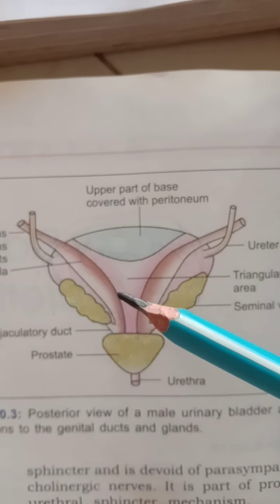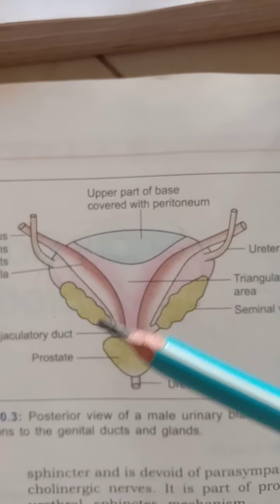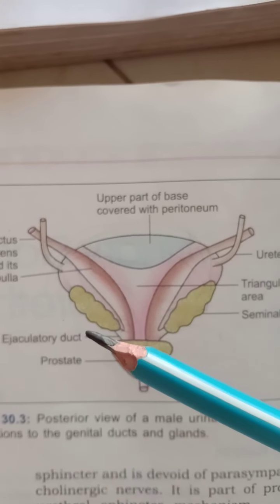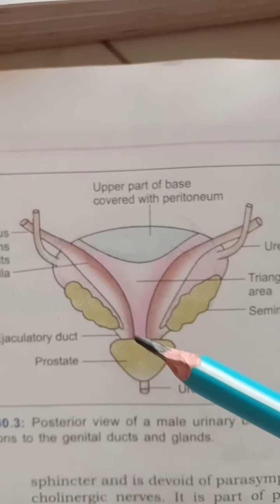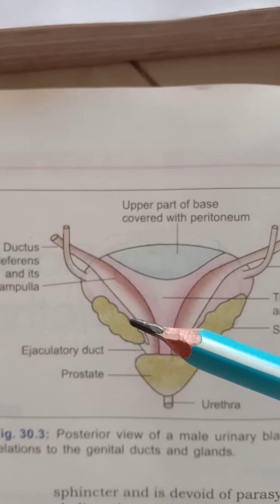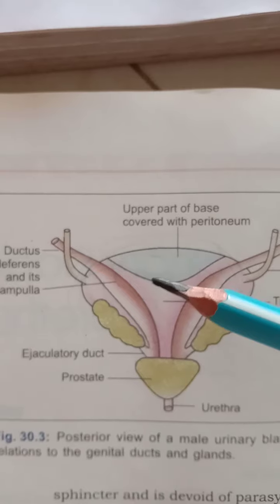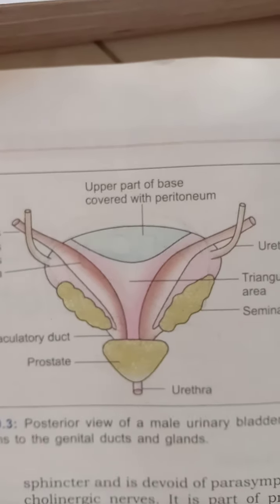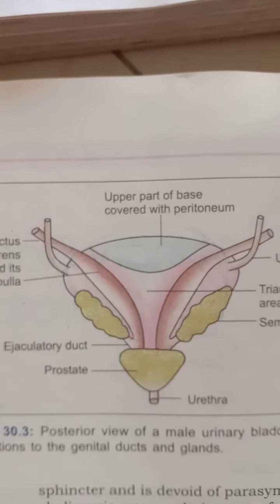Their secretion forms a larger amount of the seminal fluid. The secretion of the seminal vesicles is slightly alkaline in nature, and it consists of fructose, choline, and a coagulating enzyme called vesiculase. So that is the seminal vesicle.